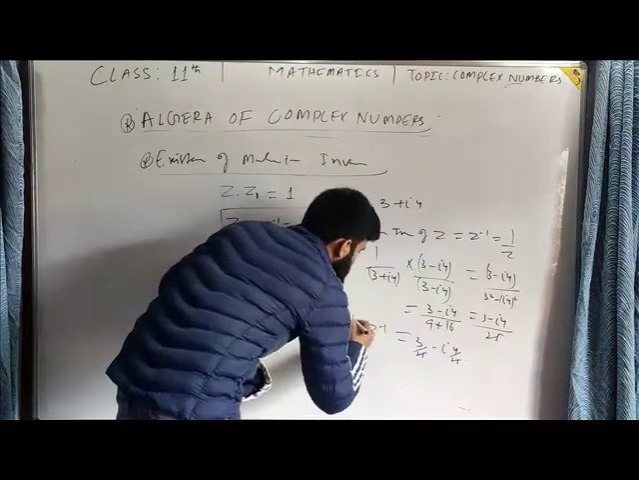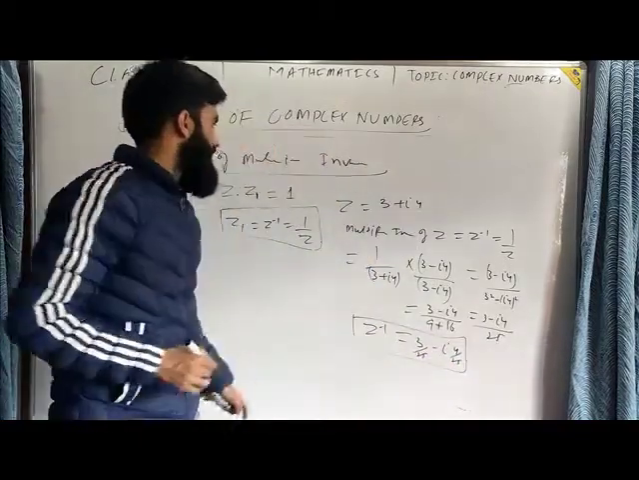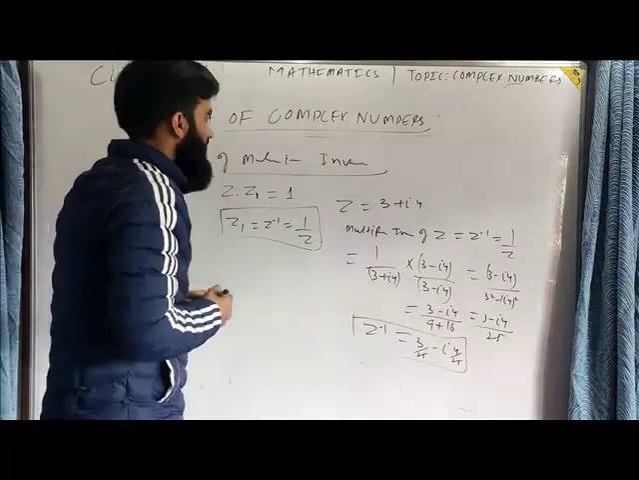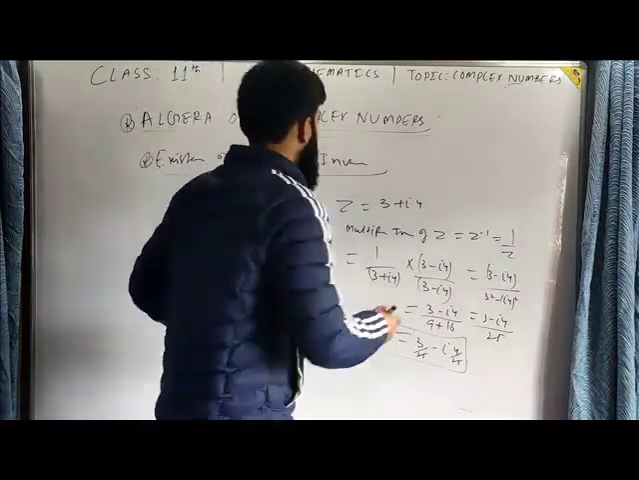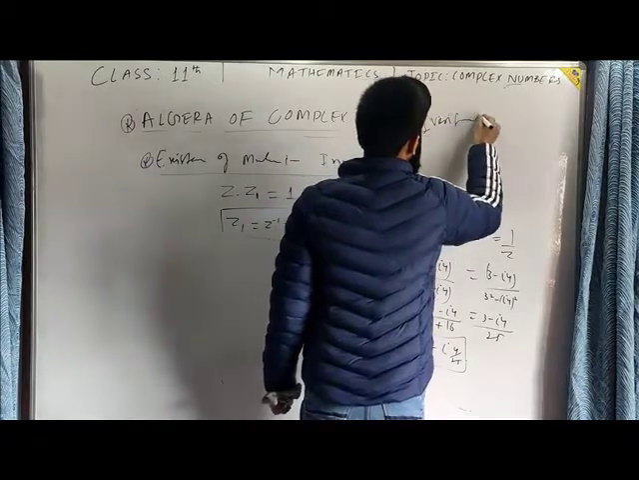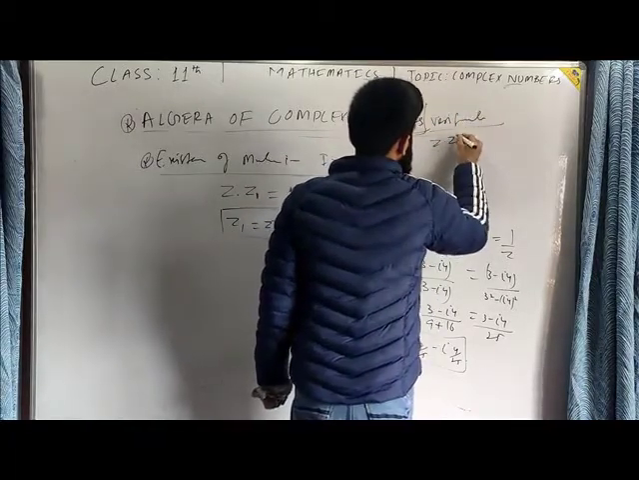This will be Z inverse. So this will be the reciprocal of a complex number. If you just multiply it with Z, you will get the result as 1. Obviously, you will get the result as 1. That's it. For verification, you can verify here. Verification will have Z dot Z inverse.